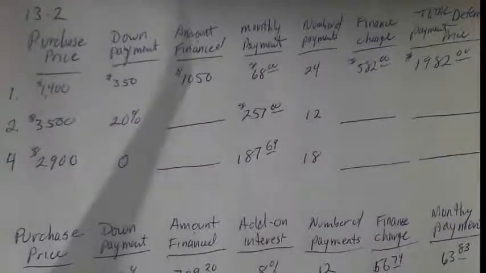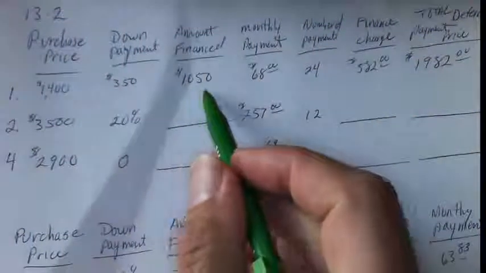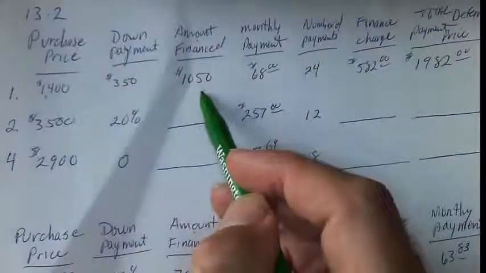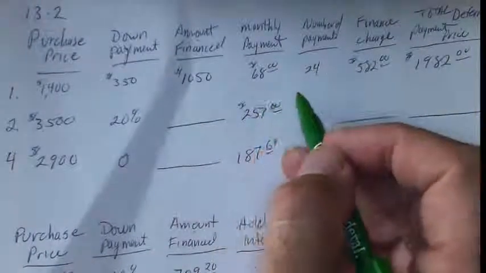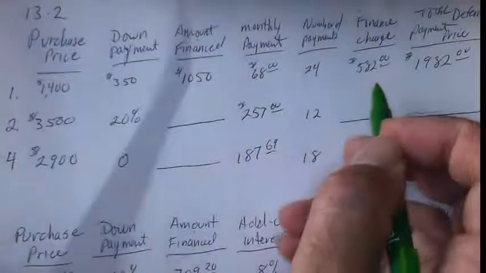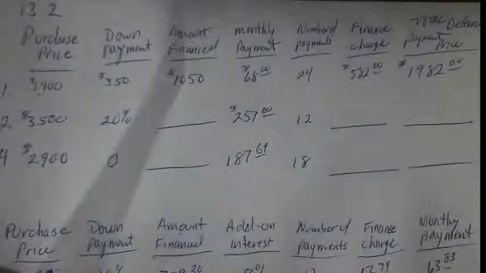We start off by calculating the amount financed, the finance charge, and the total deferred payment price for the following installment loans. Number one, they have a purchase price of $1,400. They did a down payment of $350. The amount financed then was $1,050. They just simply subtracted those two. Okay. Monthly payment they calculated for you already. Number of payments is 24 and the finance charge is $582.